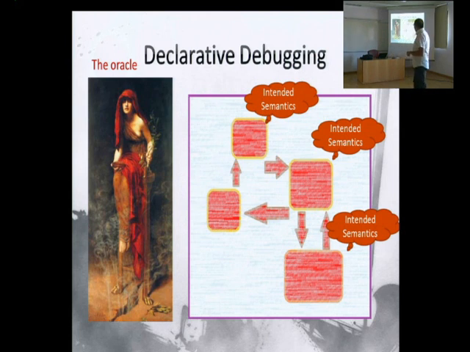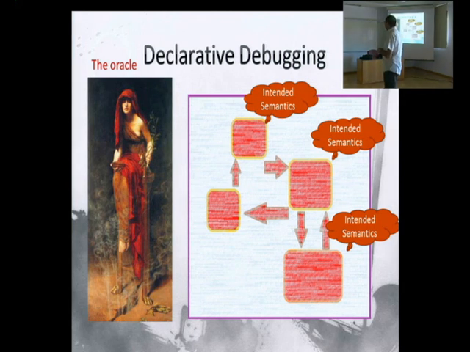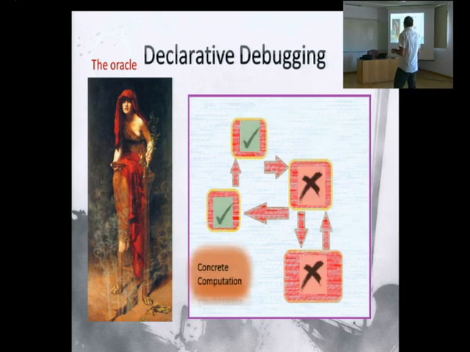So in declarative debugging, each component has an intended semantics of its behavior, and we have an oracle. This oracle is someone or something that knows these intended semantics. In particular, they must know whether an actual computation is wrong, non-valid, or valid with respect to the intended semantics. So the oracle, given a concrete computation, must know if this is wrong, this is wrong, this is valid, this is valid. Okay, if we know that this is wrong, this means that the result of this component is wrong.